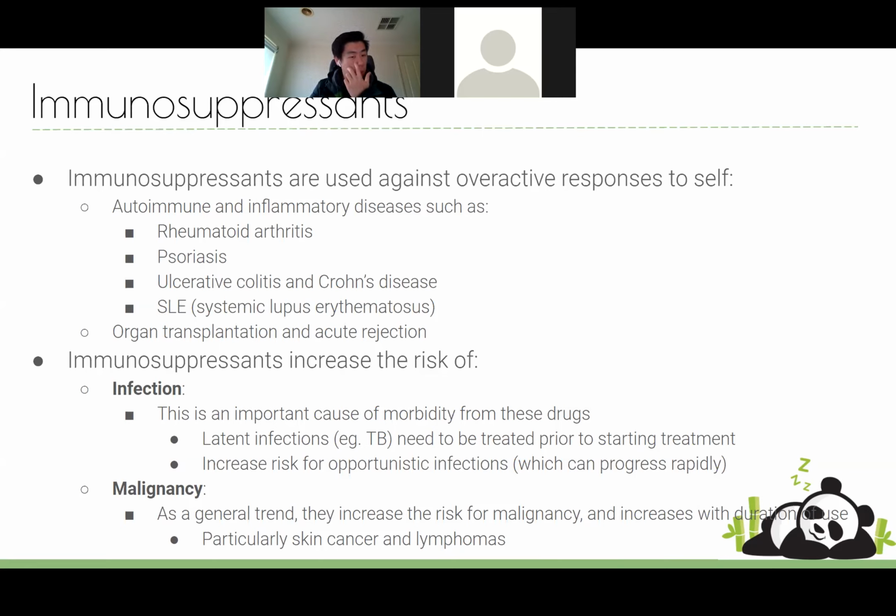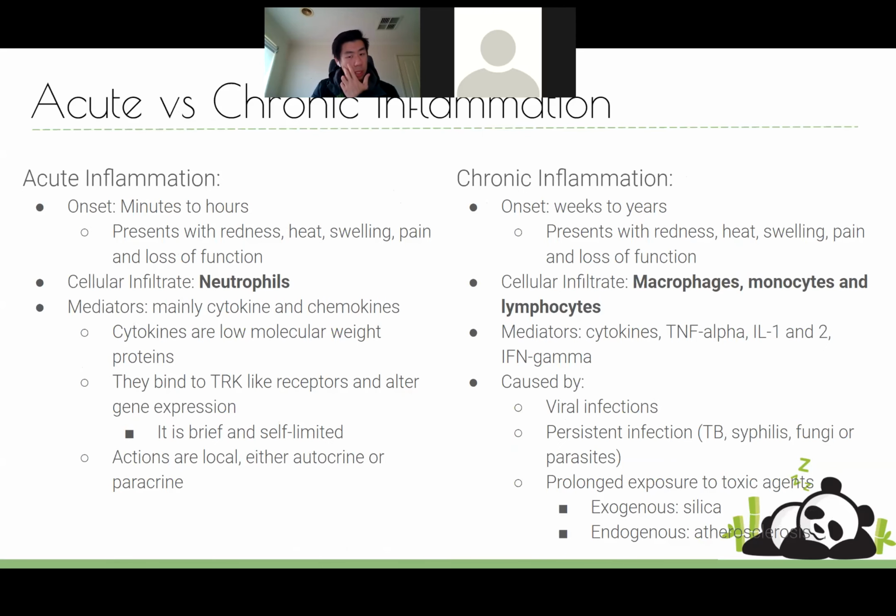And that's your general side effects of all these immunosuppressants, really. Okay, but this is a quick word on acute versus chronic inflammation. Basically, the time step is the separator, so minutes to hours versus weeks to years. The cellular infiltrate is important because this is the word they'll use most of the time. So neutrophils are always the early ones, macrophages and lymphocytes are the later ones.